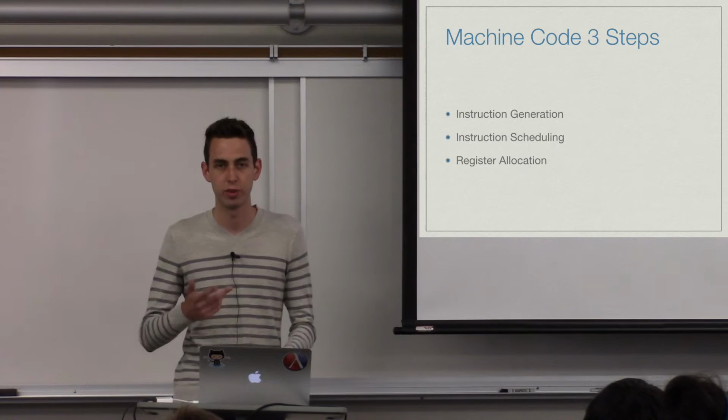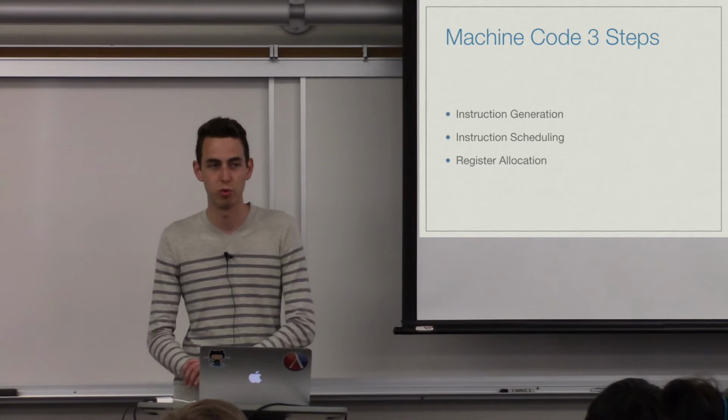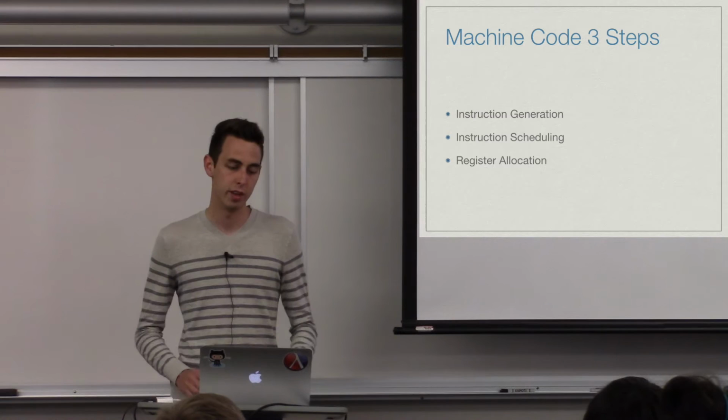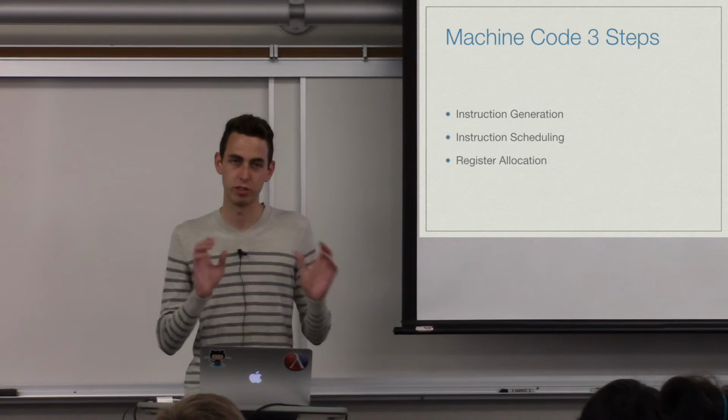Instruction scheduling has to do with how you order instructions. Because modern computer processors are so weird in how they deal with data dependencies between instructions, you can actually get a lot of code performance just by rearranging instructions in a really clever way. That's called instruction scheduling. And then register allocation is probably the most important step, which is where you map your infinite virtual registers onto the finite number of actual registers.